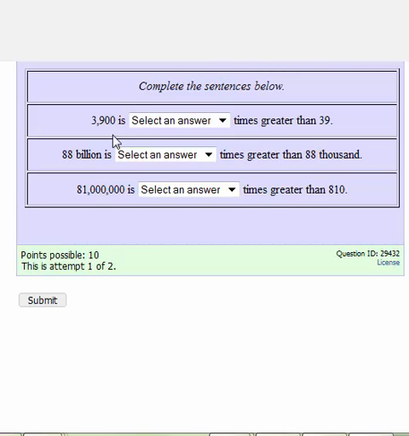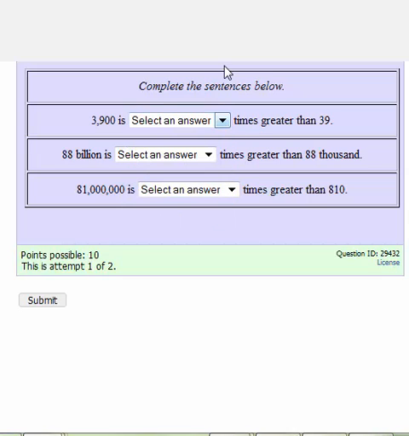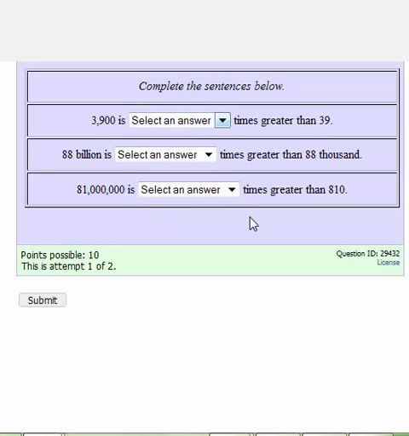In this problem, we're given sentences, and we are to complete the sentences by using the pull-down menus and choosing the correct choice. The first question is: is 3,900 10 times greater than 39? Or is it 100 times greater than 39? 1,000 times greater, etc. The key here is to compare the two numbers and look at how many zeros this number has as compared to this one.